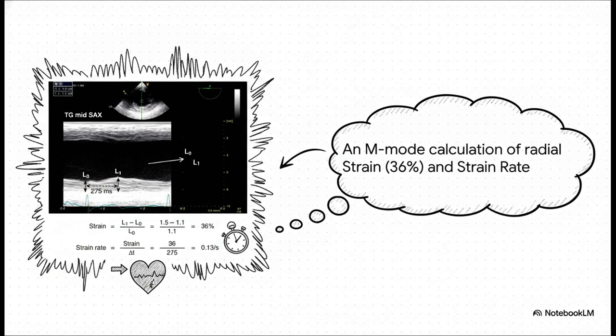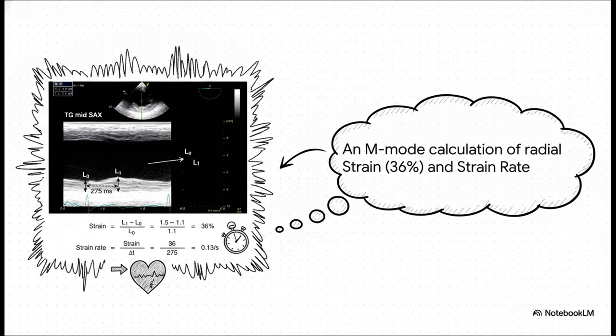First, we measure the wall thickness when the heart is relaxed. That's our initial length, L0, which is 1.1 centimeters here. Then we measure it at peak contraction. That's our final length, L1, which is 1.5 centimeters. You plug those numbers into the formula, and boom, you get a radial strain of 36%.